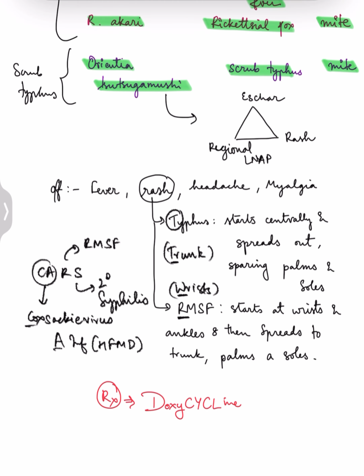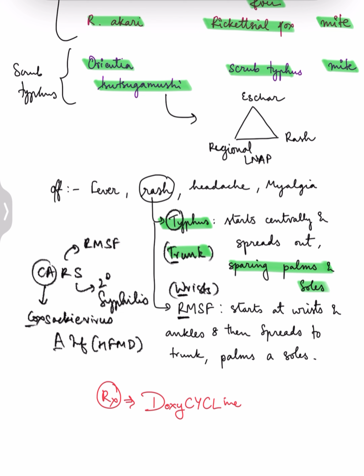Moving on to the clinical manifestations of rickettsial infections. We have symptoms like fever, headache, myalgia, and rash, which is very important. There is a slight difference in the presentation of rash between the typhus group of diseases and Rocky Mountain spotted fever. In the typhus group of rickettsial infections, the rash starts centrally and then spreads out, and it will not involve the palms and soles. Okay, it spares palms and soles. So you can remember this by typhus and trunk, T and T.